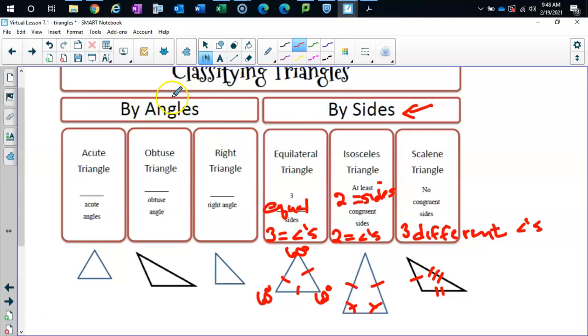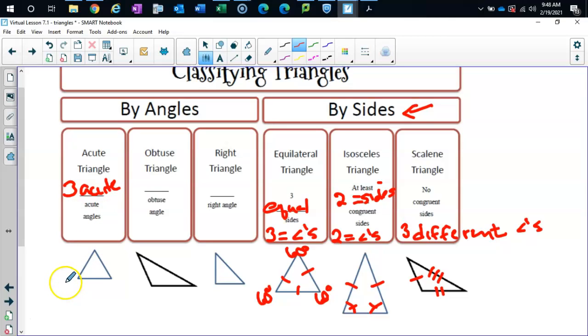Now, let's go over here into this chunk. We can also name triangles by their angles. An acute triangle, remember, acute angles are less than 90. An acute triangle has 3 acute angles.